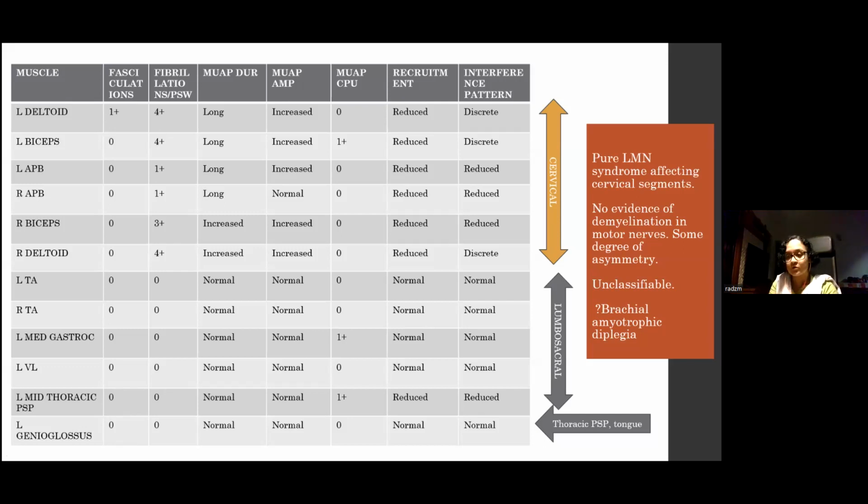Even if you apply the Gold Coast criteria in this case, in the absence of UMN findings and with LMN only restricted to one segment. Remember, you don't have any fasciculation potentials or active denervation changes in thoracic. And hence, if LMN is only restricted to one region, Gold Coast is negative. For Gold Coast to be positive, LMN findings have to be present in two regions. So we don't actually have LMN in two regions, only in cervical. So it's unclassifiable. It's what we used to call brachial amyotrophic diplegia or person in barrel syndrome.